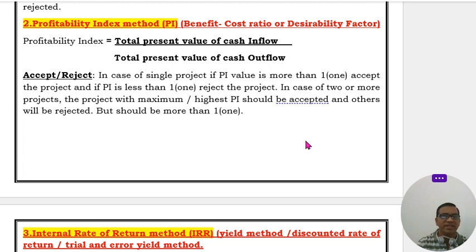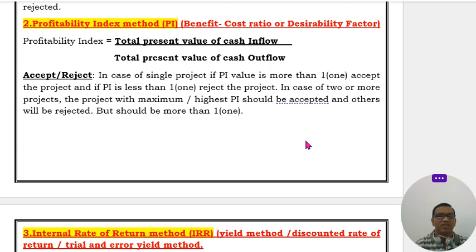If you want to understand easily, in NPV, the formula is total present value of cash inflow minus total present value of cash outflow. In profitability index, total present value of cash inflow divided by total present value of cash outflow. In NPV you did minus, in profitability index we do division. The NPV will give you value in amount. The profitability index will give you value in ratio. That is the only difference.